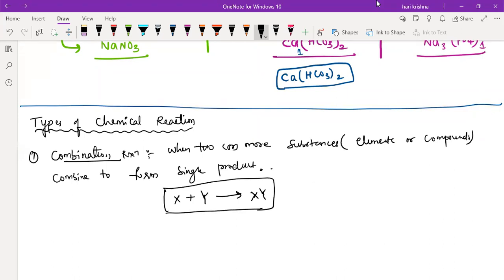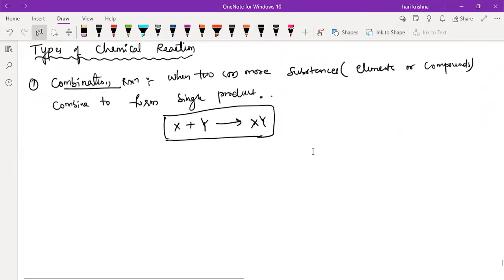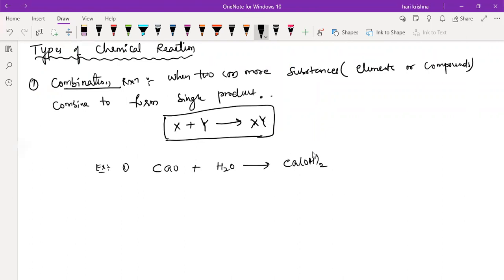Fine. Can you tell me one random example? Calcium oxide plus water gives calcium hydroxide. Quick lime plus water is equal to slaked lime. Very good. Sir, magnesium plus oxygen gives magnesium oxide. Can we write that? Yes, we can write 2 Mg plus O2 gives 2 MgO, a combination reaction.